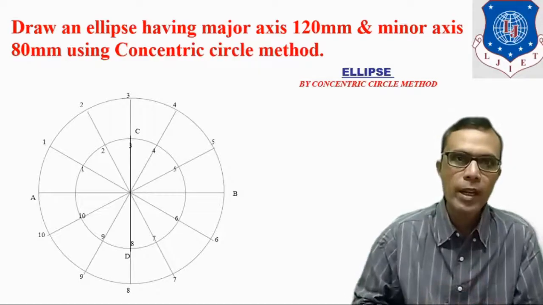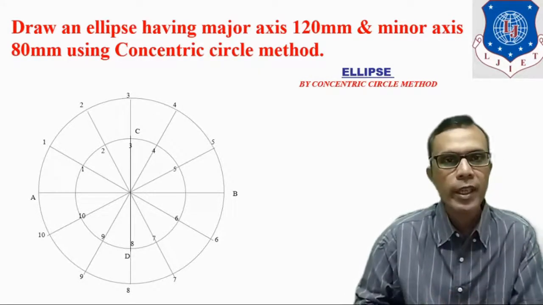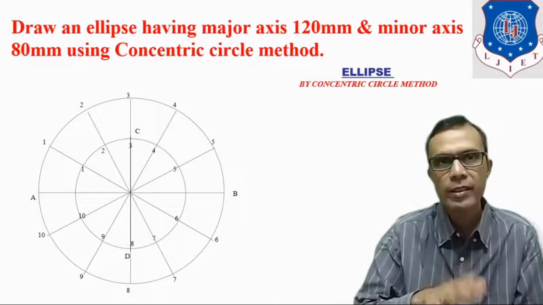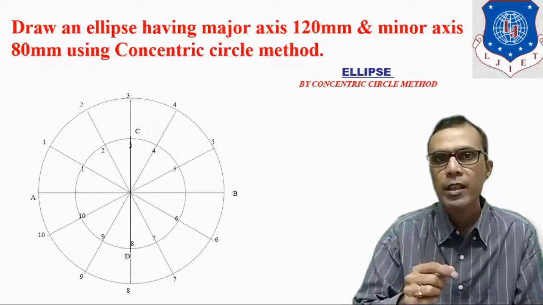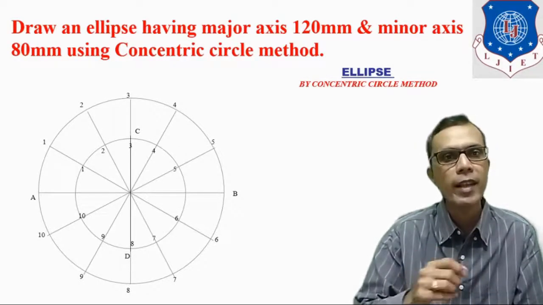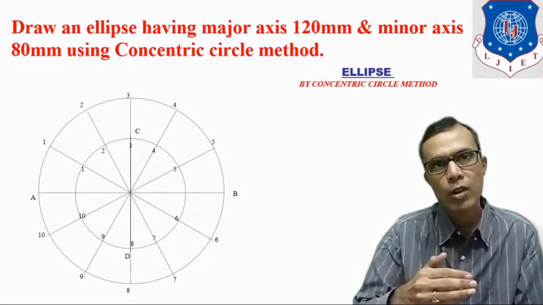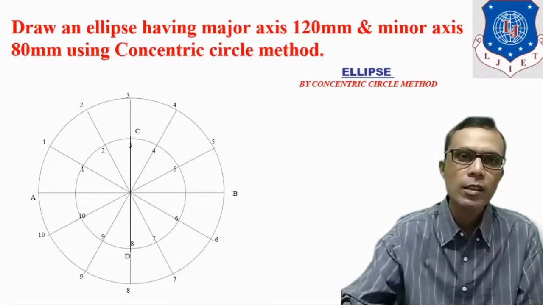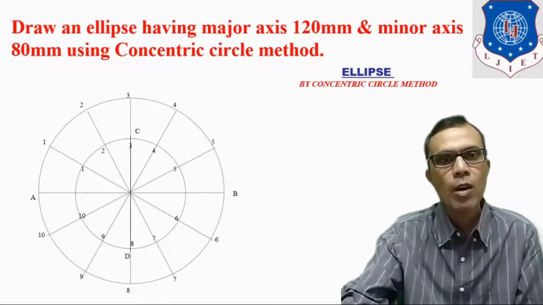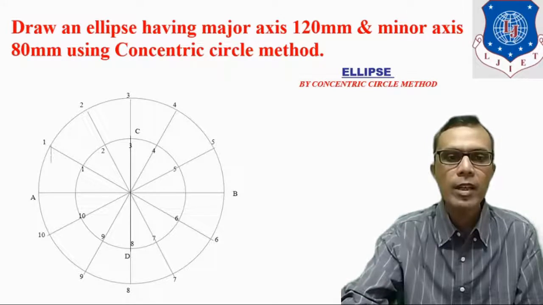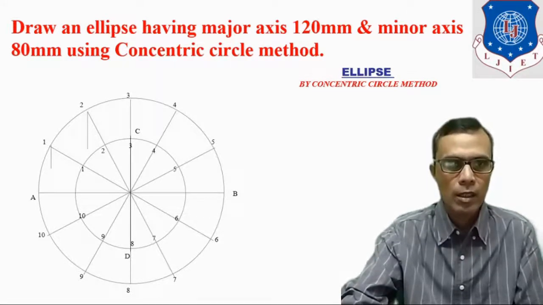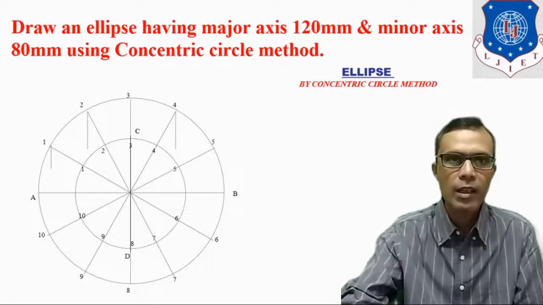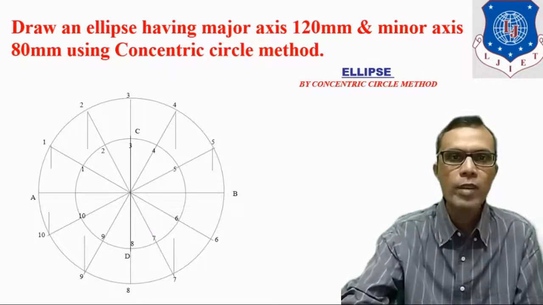Now we have to obtain the points to draw the ellipse. Already we have 4 points, that is A, B, C and D, points of major axis and minor axis, and we have to get the remaining points. For that, now we consider the division numbers of outer circle. From each and every division number of outer circle, we have to draw the vertical lines. It is shown here how we have to draw the vertical lines.